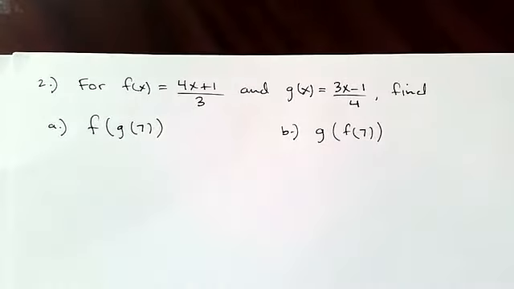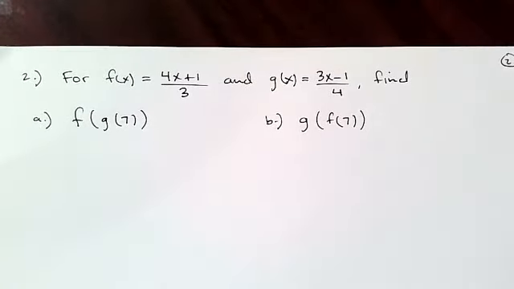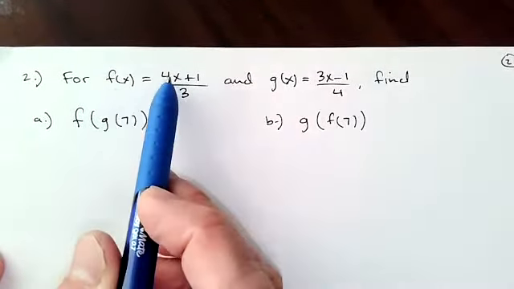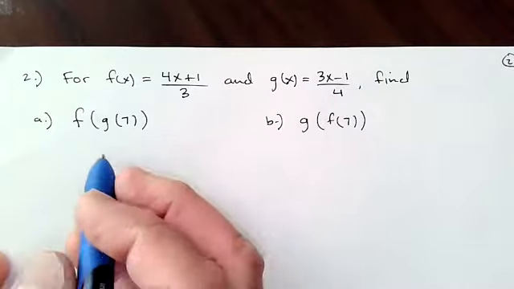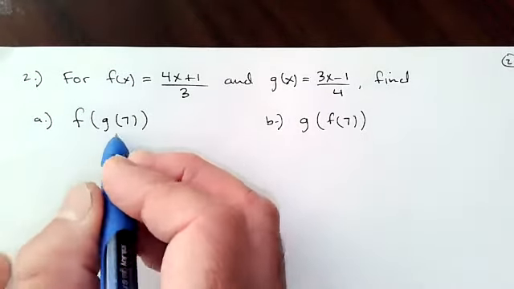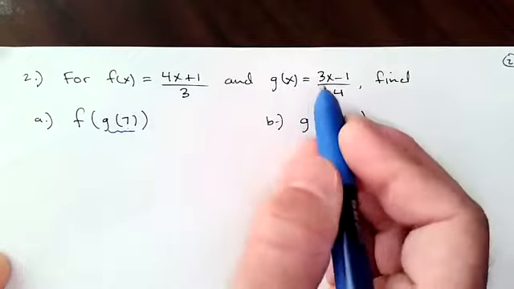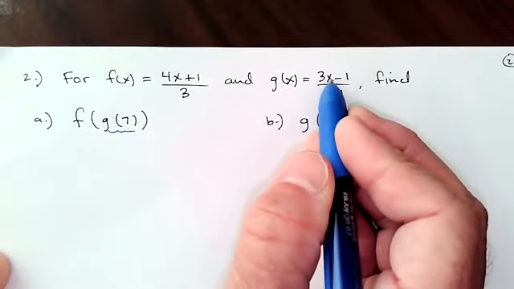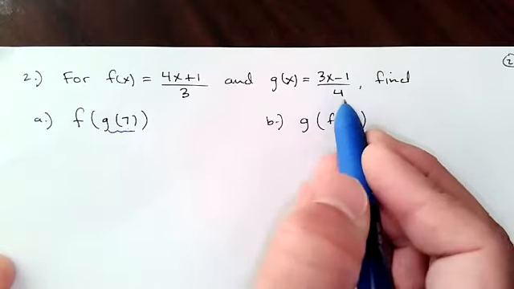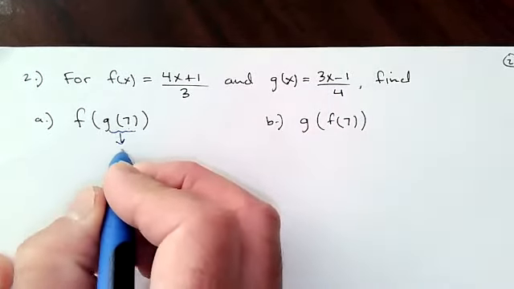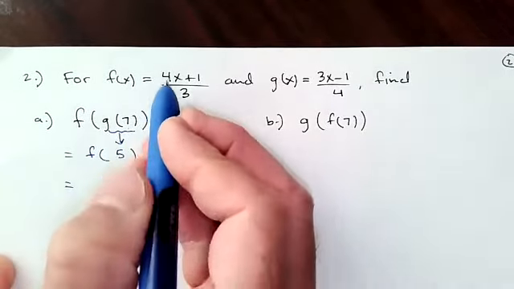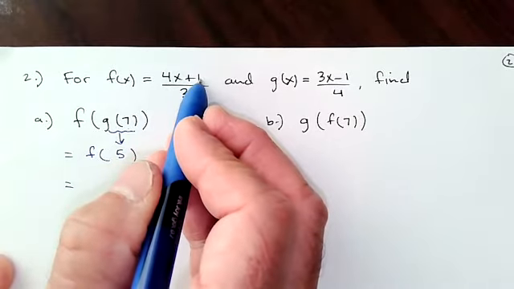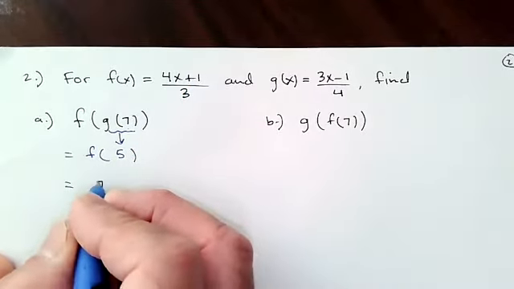Sometimes, however, if we have two special functions, let's see what happens here. f of x is 4x plus 1, over 3. g of x is 3x minus 1, all divided by 4. f of g of 7 means I'm going to plug 7 into g. Let's just do that in our head. 3 times 7 is 21, minus 1 is 20. Divided by 4 gives me 5. So then I would be doing f of 5. 4 times 5 is 20, plus 1 is 21, divided by 3 gives me 7.